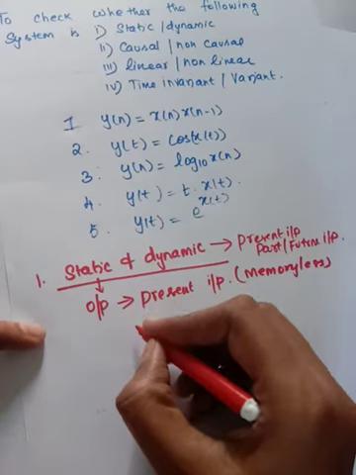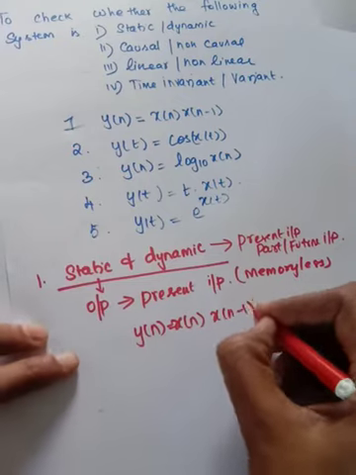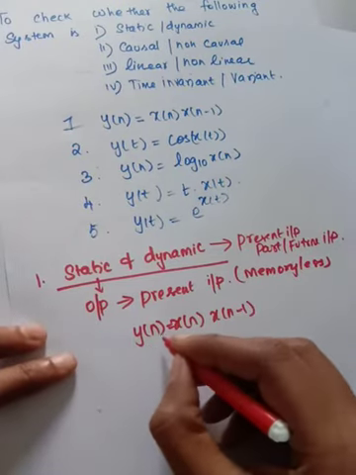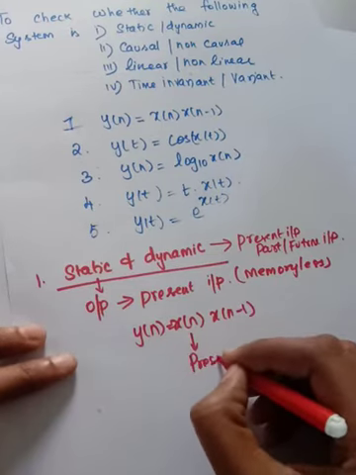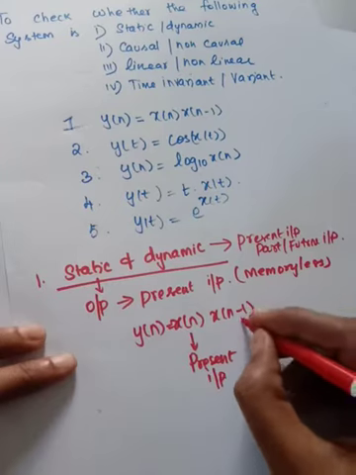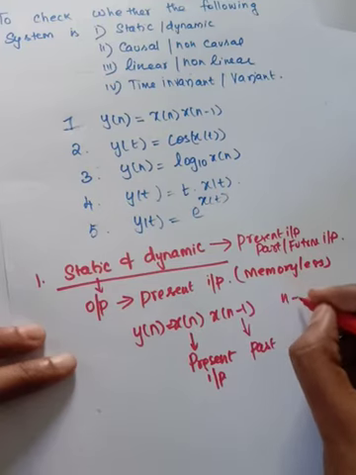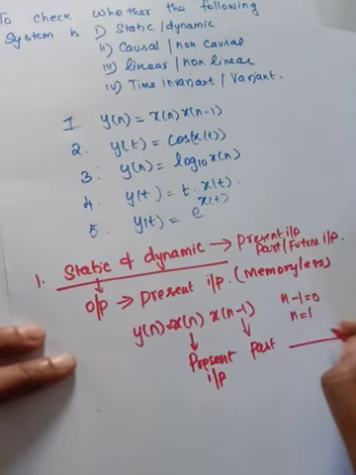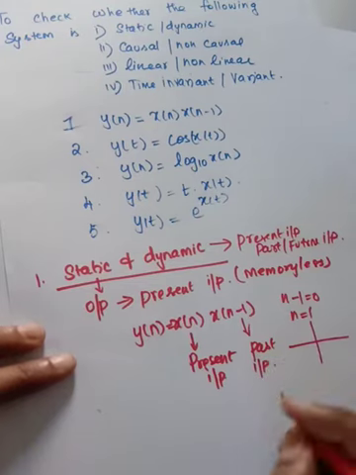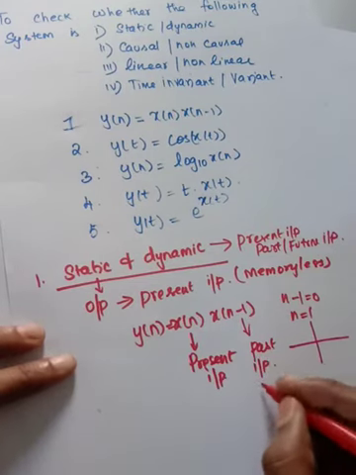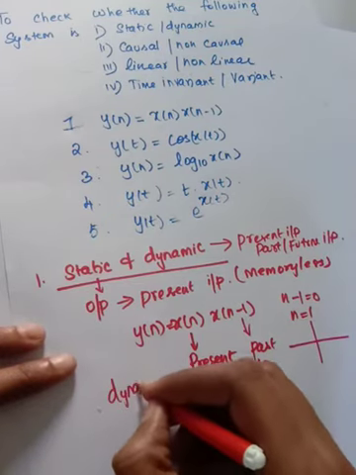Now consider the first problem, y of n is equal to x of n into x of n minus 1. The present output depends upon the present input, and it also depends upon the past input values. Here n minus 1 equal to 0 gives n equal to 1, which lies on the positive side, so it is the past input. In order to store the past input, it needs a memory. So the system is said to be a dynamic system.